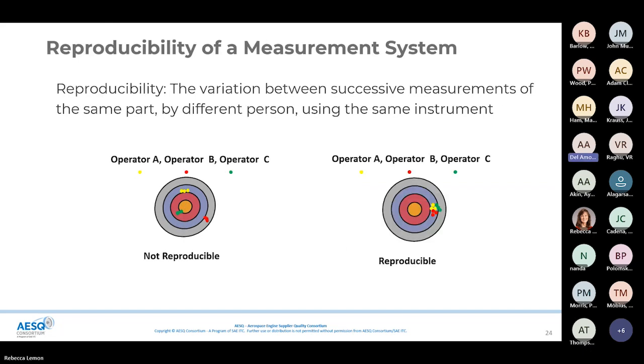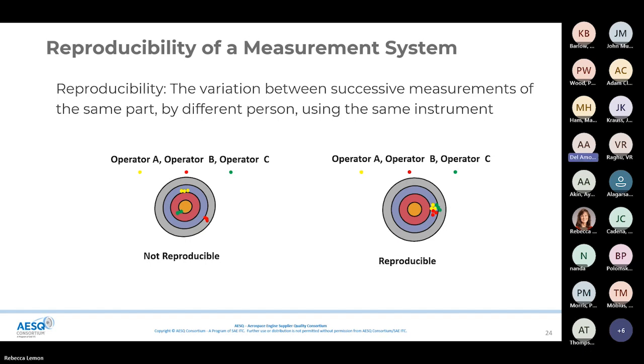We're going to see the reproducibility. So in this case, we're using different operators to measure the same part. Okay, and we can see on the left that the different operators cannot really repeat the measurements of the other operators, but on the right side of the plot, we can see that all of them are more or less the same, right?